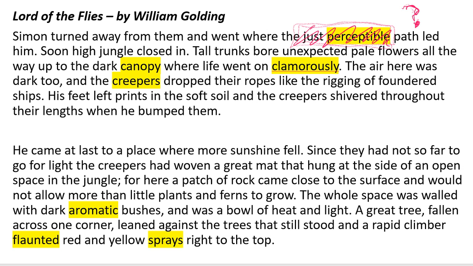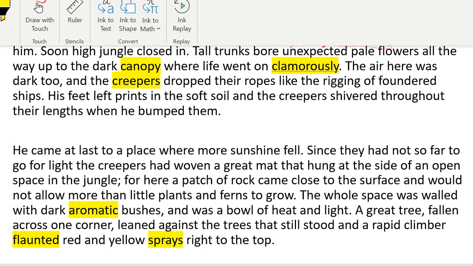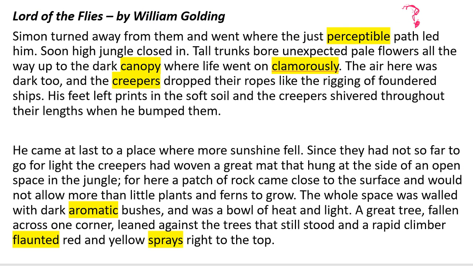So these words are adding something to our understanding. The just perceptible path. "Soon, high jungle closed in." That's doing something as well. "Tall trunks bore unexpected pale flowers all the way up to the dark canopy," a reference to darkness, "where life went on clamorously. The air here was dark too, and the creepers dropped their ropes like the rigging of foundered ships. His feet left prints in the soft soil, and the creepers shivered throughout their lengths when he bumped them."